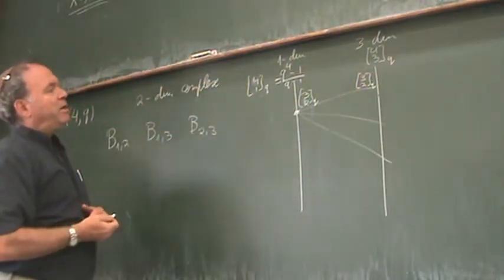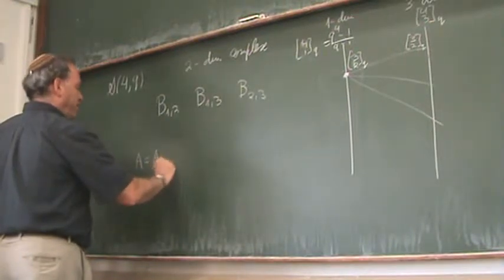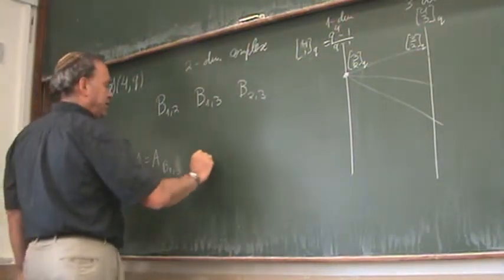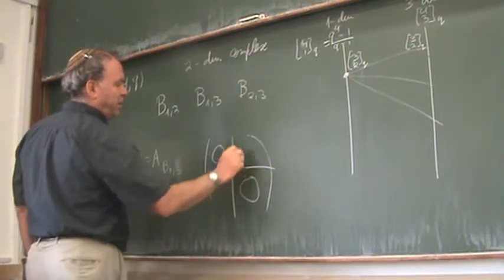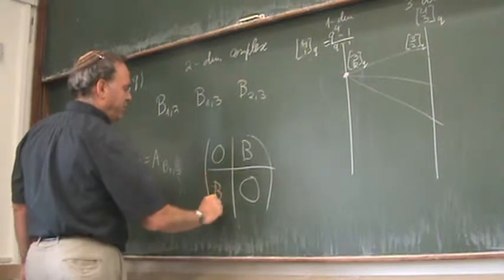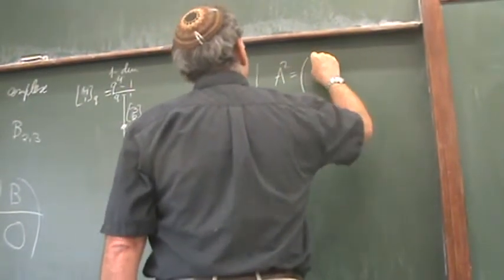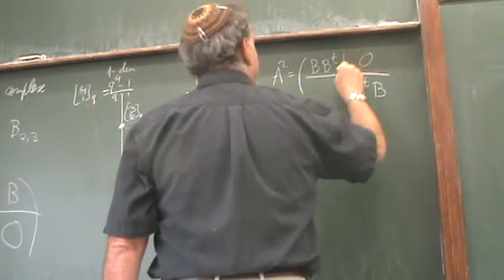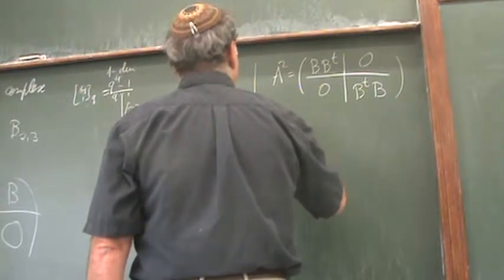And now, if you want to look at the matrix, if A is the adjacency matrix of this graph B13, then we think of it as bipartite, so there is nothing here, and here we have some matrix B, and here we have some matrix B transpose. Right? That's exactly the kind of thing we did last time. And then A squared is BB^T here and B^TB here, and 0, 0. And we want to compute the eigenvalues. Now, the eigenvalues of... okay, so let's see now what is BB^T.